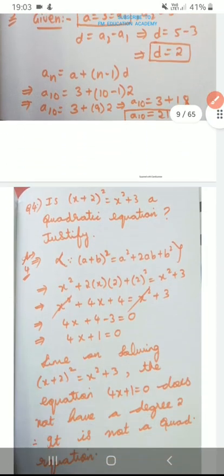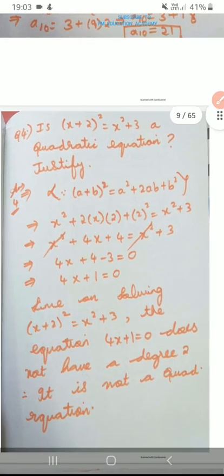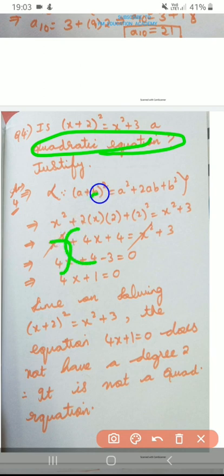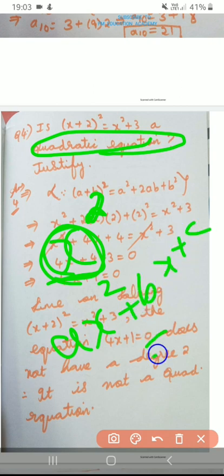Fourth question is (x plus 2) whole square is equal to x square plus 3, a quadratic equation. What is a quadratic equation? Any equation which has degree 2 in one variable, x or y or z or whatever variable, is called a quadratic equation, and it should be of the form ax square plus bx plus c is equal to 0. This is the standard quadratic equation formula.